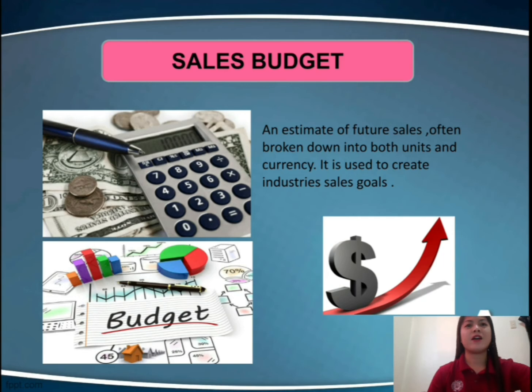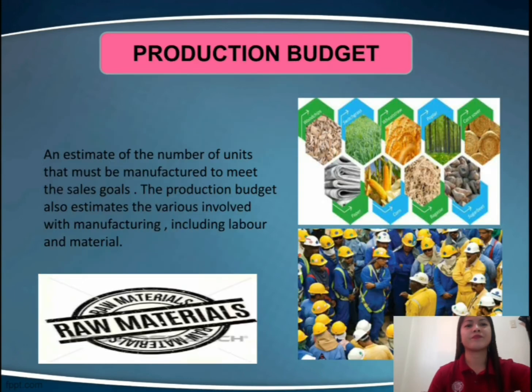Sales budget, an estimate of future sales often broken down into both units and currency. It is used to create industry sales goals. Production budget. An estimate of the number of units that must be manufactured to meet the sales goals. The production budget also estimates the costs involved with manufacturing, including labor and material.